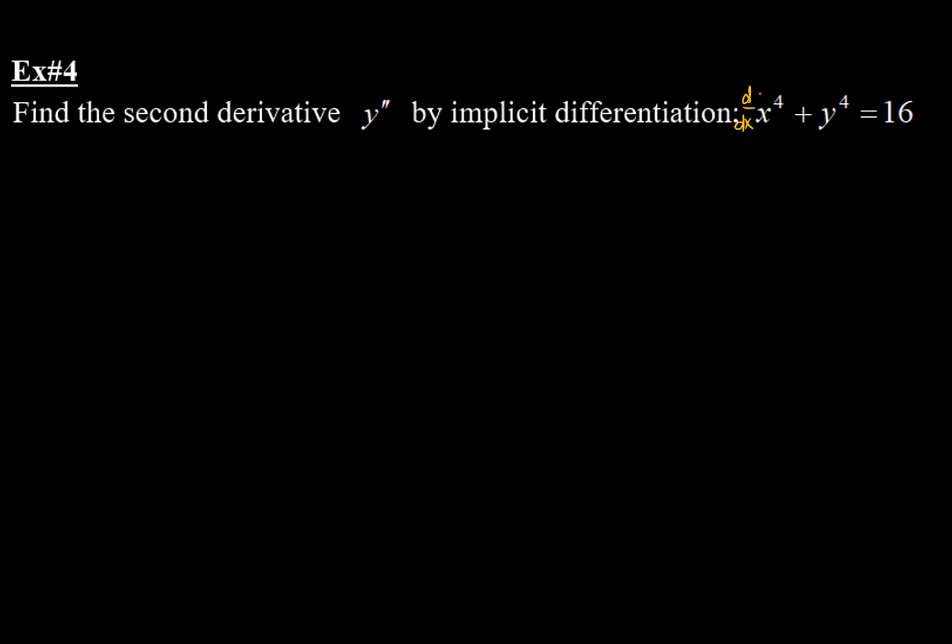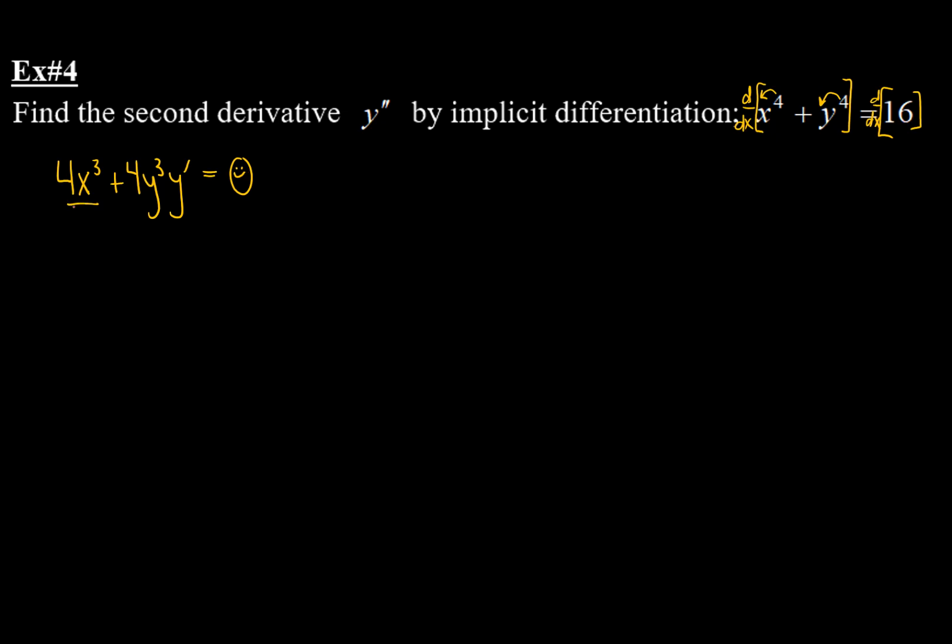First, I'm going to take the derivative with respect to x of both sides. So here, the 4 is going to come down in front. So I have 4x cubed. And then 4 is going to come down here, plus 4y cubed y prime. So I'm taking the derivative with respect to x. So when I take the derivative of the y, I get the y prime. Don't forget the right side, the derivative of 16 is 0. So get your smiley face on.